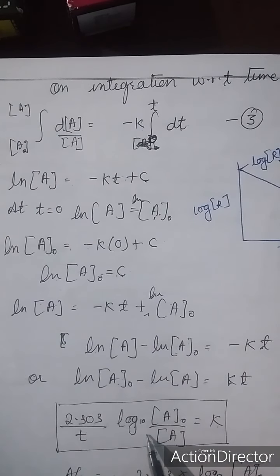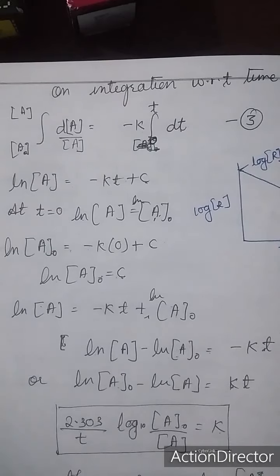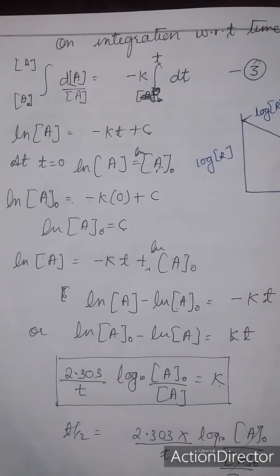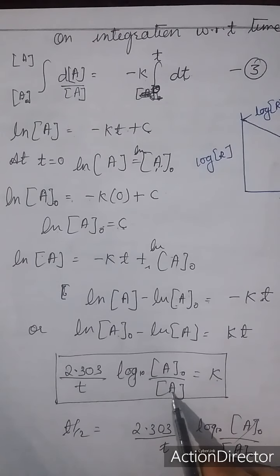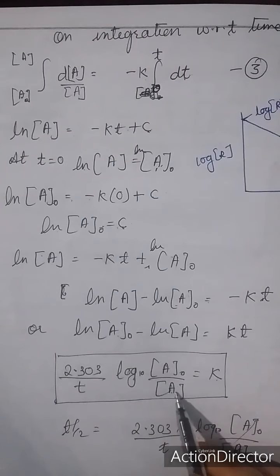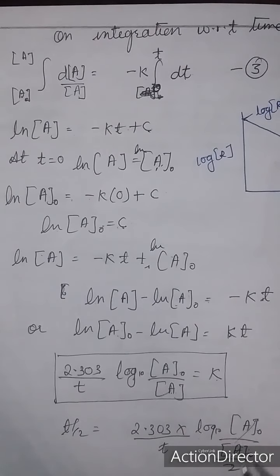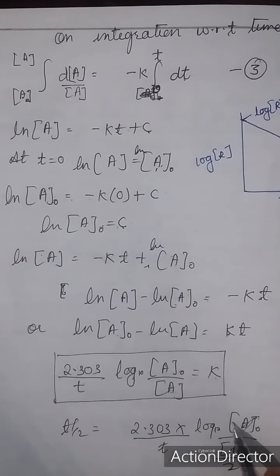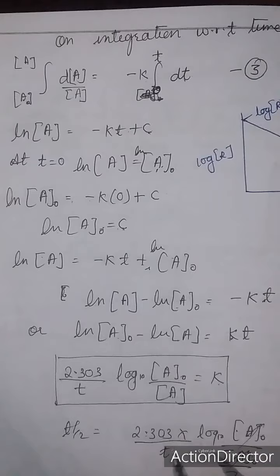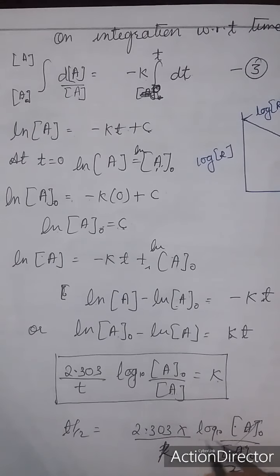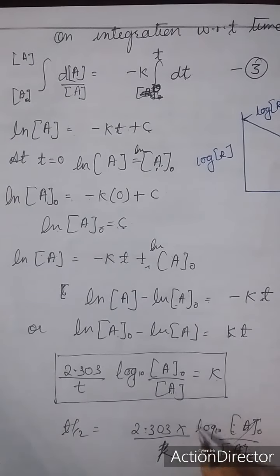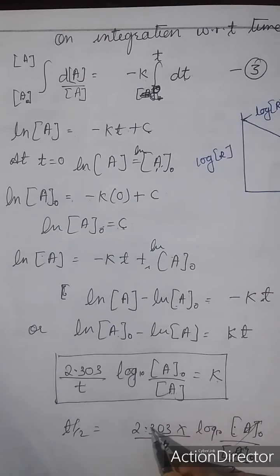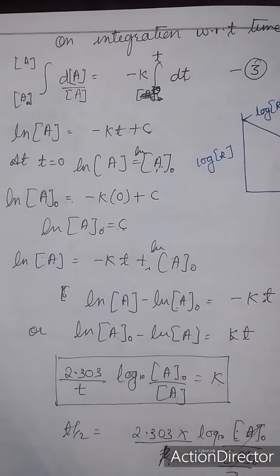Now you have to find out the half-life. To find out the half-life, wherever there is A, you will be writing A0 by 2. So this part will become A0 by 2. So this A0 and A0 will get cancelled. So you are left with log 2. So it will be 2.303 upon k into log 2. So that will be 0.3010, and when you multiply with this, it will become 0.693 upon k.